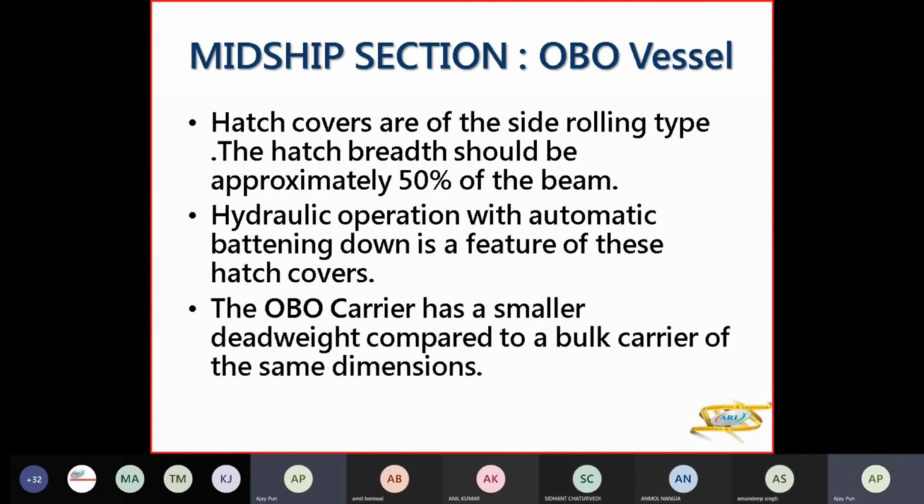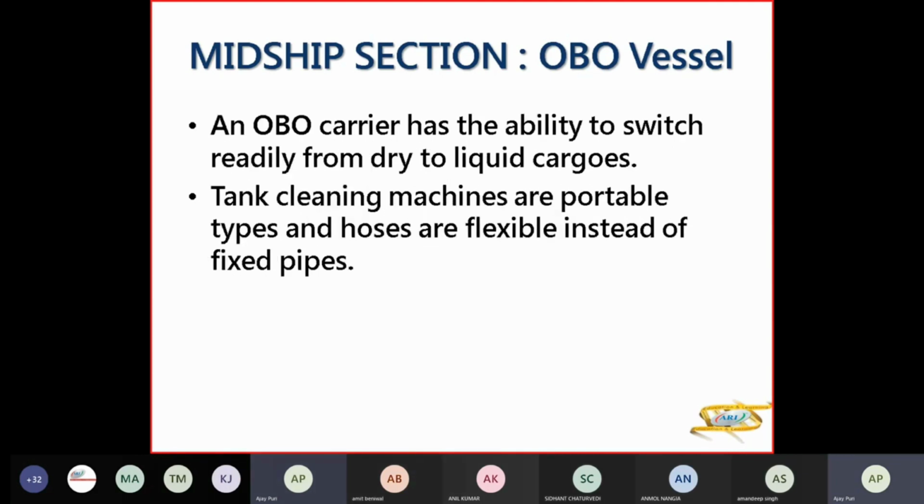Now if you compare your OBO vessel with a bulk carrier, they have lesser deadweight for similar dimensions. Plus your OBO carrier can switch from dry to liquid cargoes. Now these OBO carriers will be fitted with IG because they have oil in the wing tanks. So the IG will be there. They'll have tank cleaning machines, but these tank cleaning machines will be portable and not fixed like you have in tankers. The hoses will be flexible and they'll not be fixed pipelines.